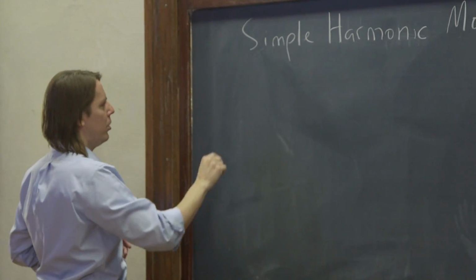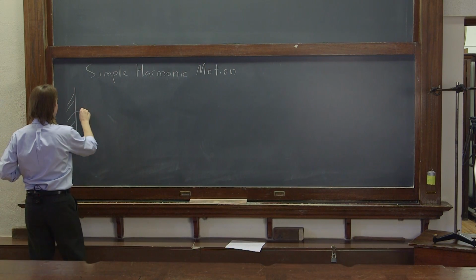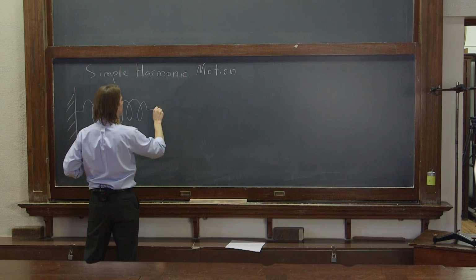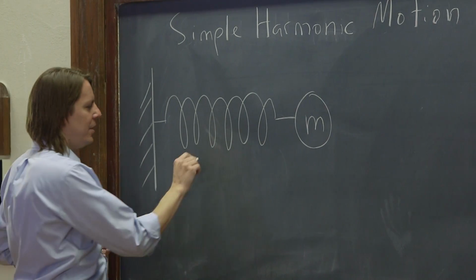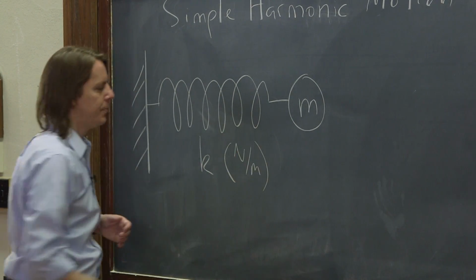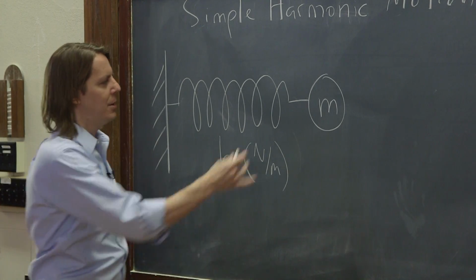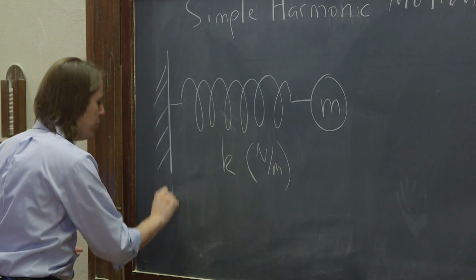So first, let me draw the system. We have the spring connected to something solid and heavy like a wall, and here's the spring connected to the mass. You may recall from mechanics that we describe a spring with a spring constant k in newtons per meter. That's how you get the force in newtons from the deflection in meters. And the mass, of course, is in kilograms. But it's important to keep up with our coordinate system.